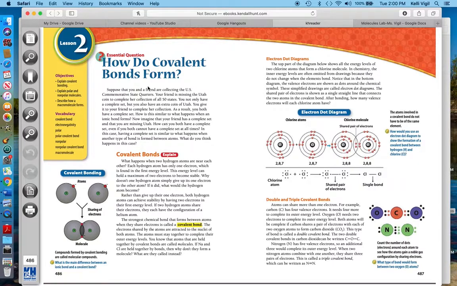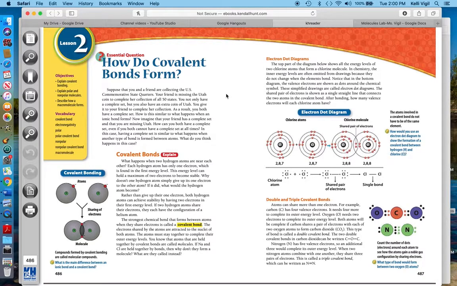All right. Suppose that you and a friend are collecting the U.S. commemorative state quarters. Do you remember those? Is that before your time? Collecting whatever you want to collect. Your friend is missing the Utah coin to complete her collection of all 50 states. You not only have a complete set, but you also have an extra coin of Utah. You gave it to your friend to complete her collection. As a result, you both have a complete set. And I have a complete set of those quarters all stuck into some state map board somewhere.